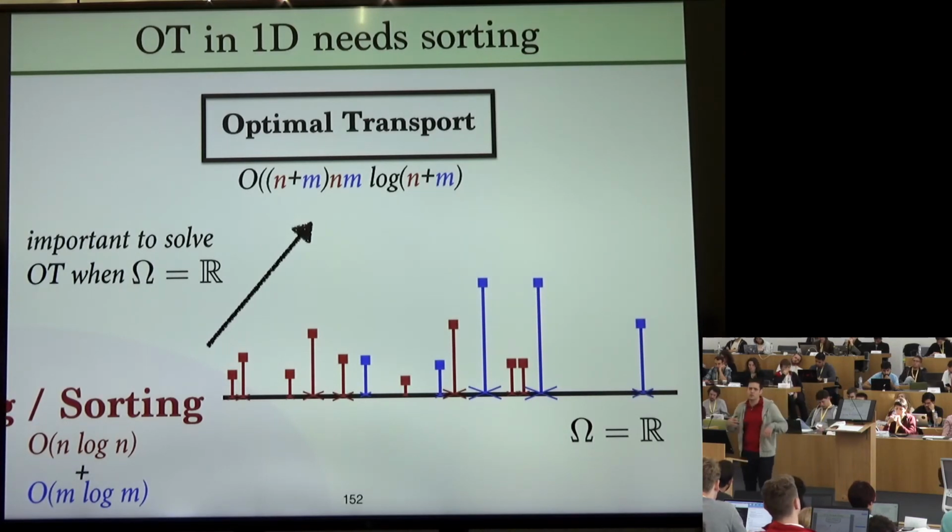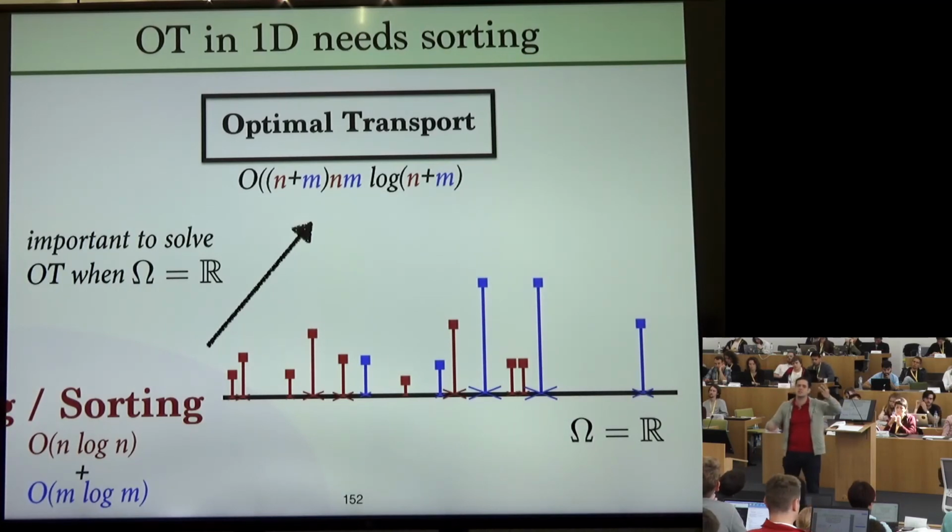So if you want, the logic is as follows. Optimal transport is this very tricky problem that is cubic in n plus m. Thank God, when everything is on the real line, it's much, much simpler. We just need to sort. So the direction goes from sorting to transport. Okay? Sorting simplifies transport in this very particular case.